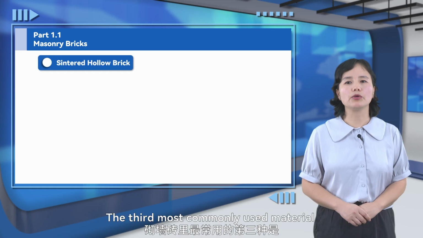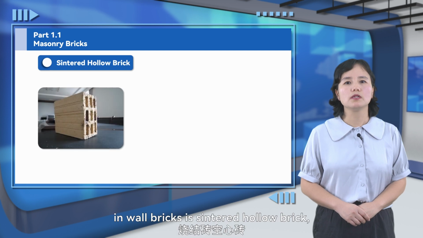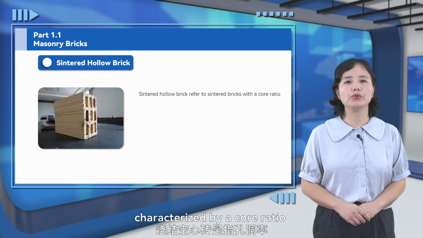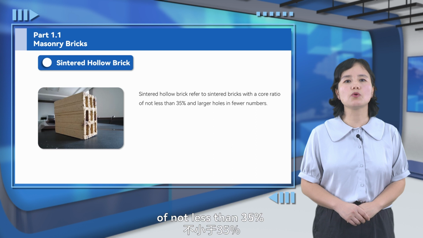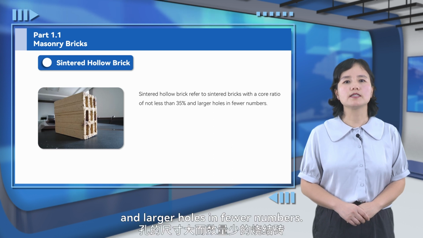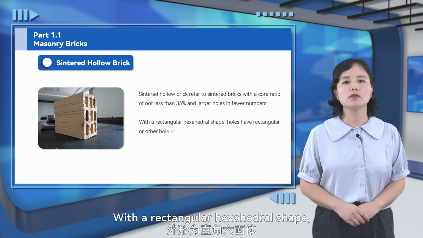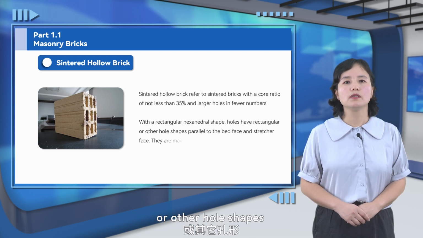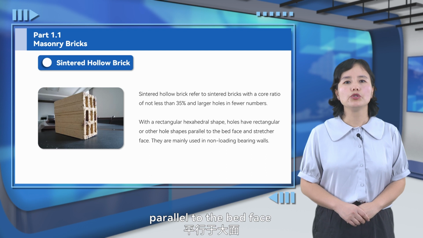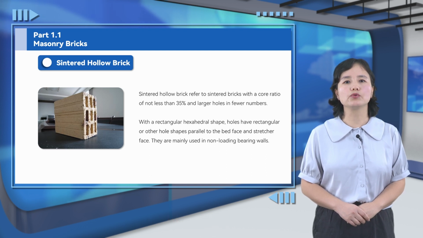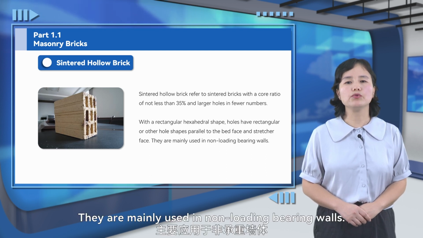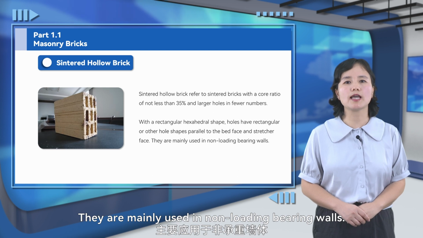The third most commonly used material in wall bricks is sintered hollow brick, characterized by a core ratio of not less than 35% and larger holes in fewer numbers. With a rectangular hexahedral shape, holes have rectangular or other hole shapes parallel to the bed face and stretcher face. They are mainly used in non-load-bearing walls.